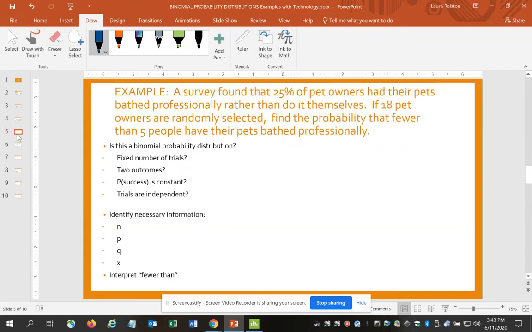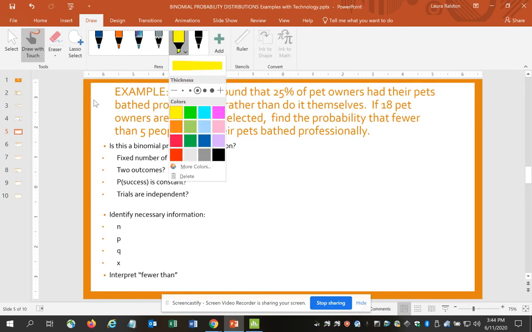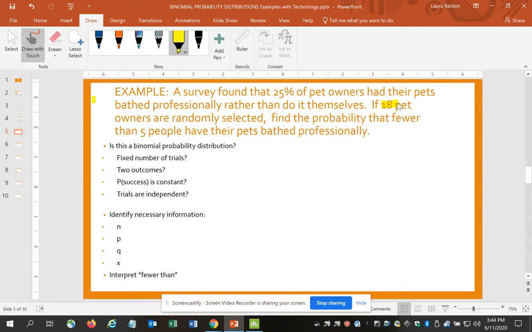All right, let's look at another scenario. A survey found that 25% of pet owners had their pets bathed professionally rather than do it themselves. If 18 pet owners are randomly selected, find the probability that fewer than 5 people have their pets bathed professionally. Again, you got to think through and think about, do we actually have a binomial distribution? So we ask ourselves, do we have a fixed number of trials? And we do, because it says we're going to randomly select 18 pet owners. So I do have a fixed number of trials here.